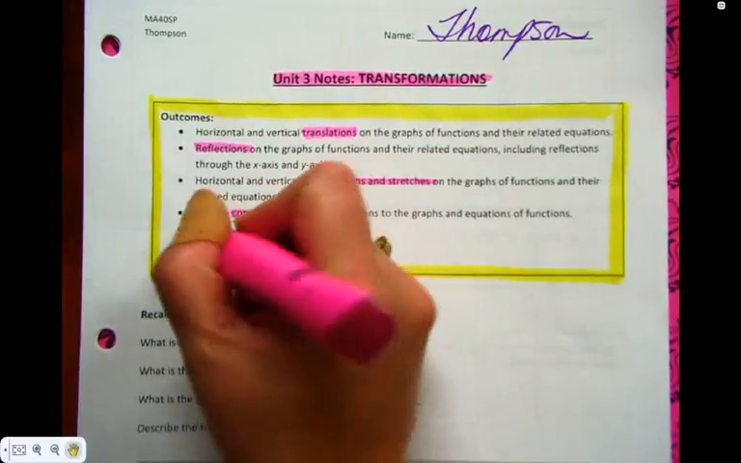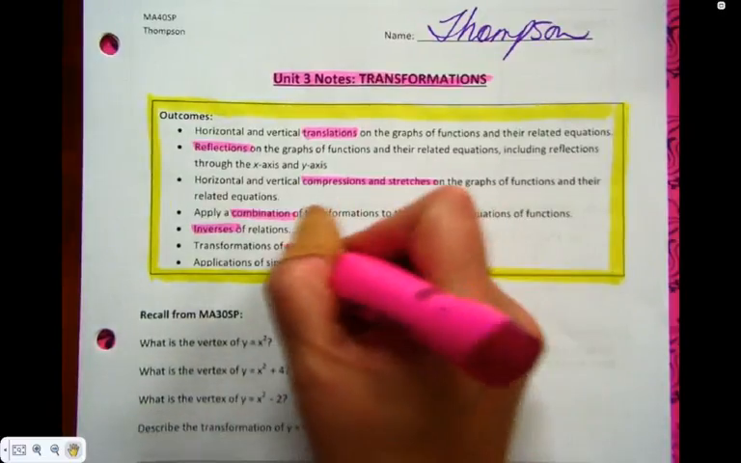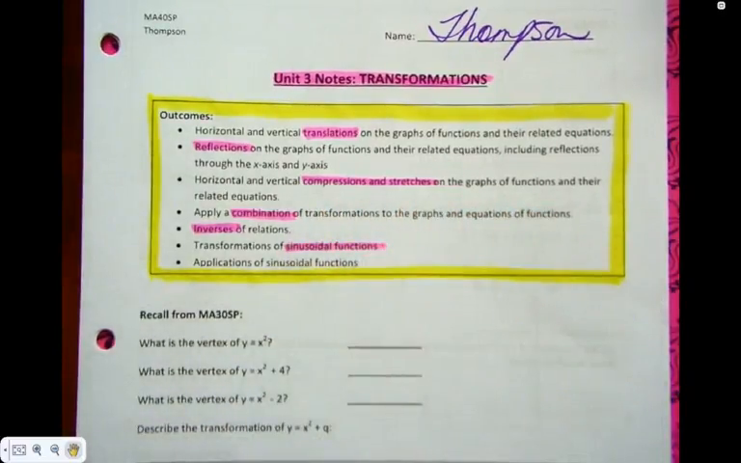Then we're going to learn what's called inverse functions. And then we're going to go into two things on sinusoidal functions. Sounds so fancy. Sinusoidal functions. So we'll do transformations of them, and then we'll do applications of them. Okay, so really there's 5 key things in the unit. The translations we'll do today, the reflections, stretches, compressions, inverse functions, and then these things called sinusoidal functions.